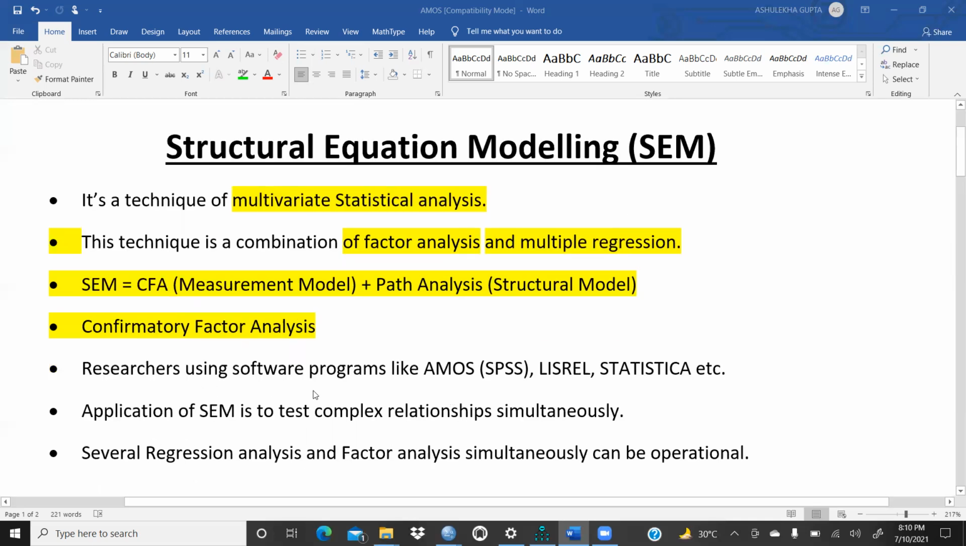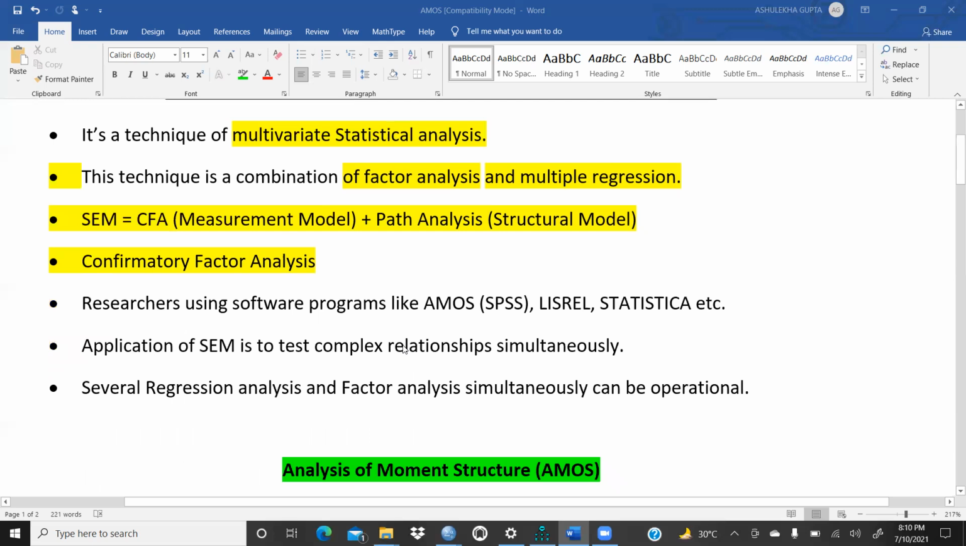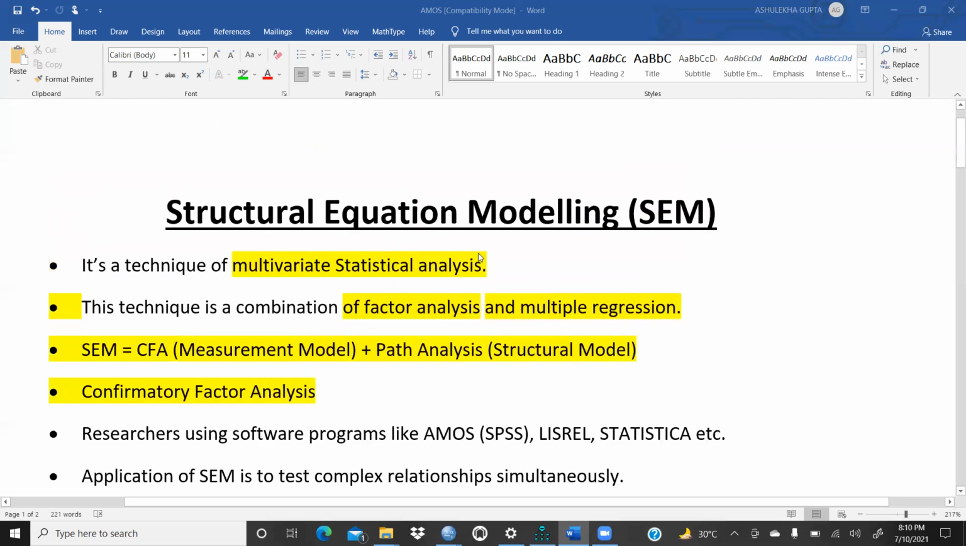Researchers use software programs like AMOS, SPSS, LISREL, Statistica, etc., where they can run structural equation modeling. I will show you through AMOS. SPSS is by IBM. I would run structural equation modeling in AMOS software. The application of SEM is to test complex relationships simultaneously, and several regression analyses and factor analysis can be operational simultaneously in structural equation modeling. So factor analysis and multiple regression work together.